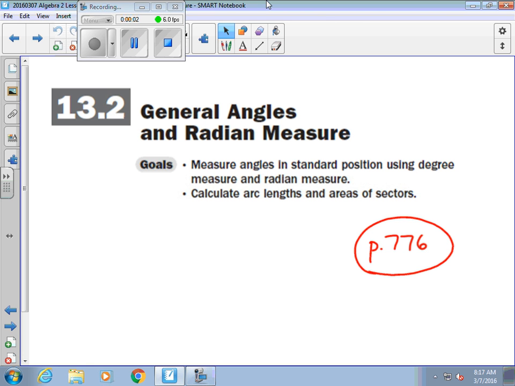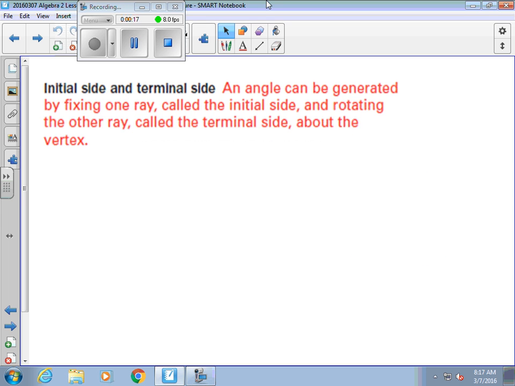All right, this is Algebra 2, Lesson 13.2, General Angles and Radian Measure. We're talking about measuring angles in standard position using degree and radian measure, and then calculating arc lengths and areas of sectors, beginning on page 776 in our textbook. We have 6 definitions to start.